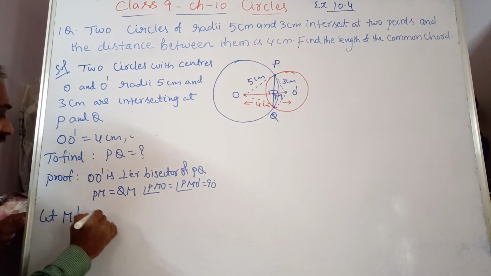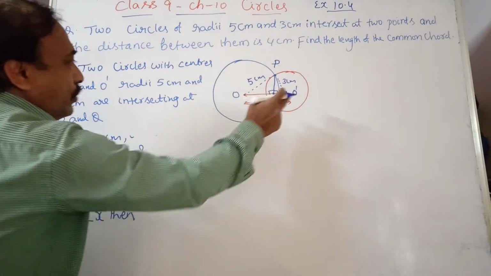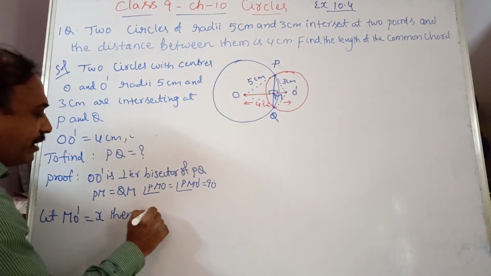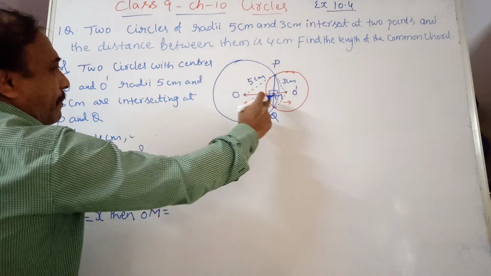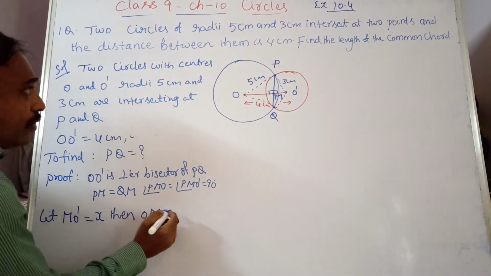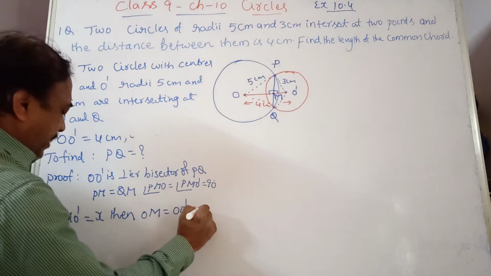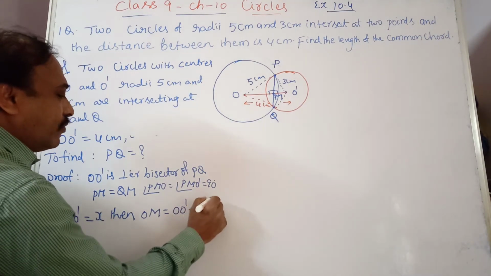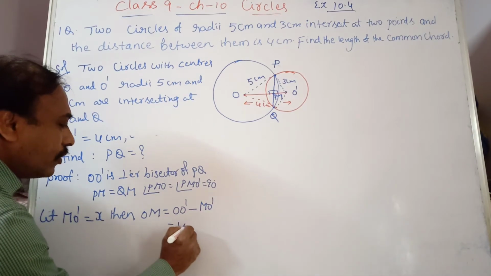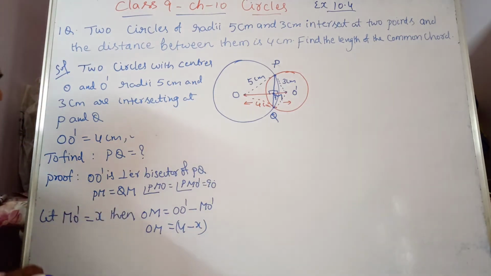Let MO' be equal to x. Then OM will be equal to OO' minus MO'. Actually, the total distance OO' is equal to 4, so OM is equal to 4 minus x.